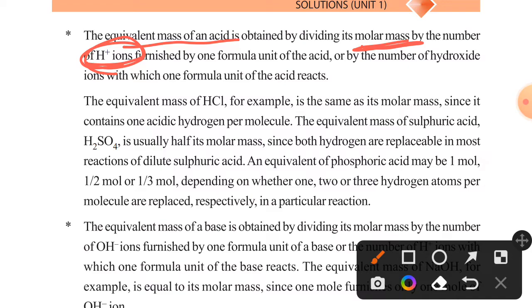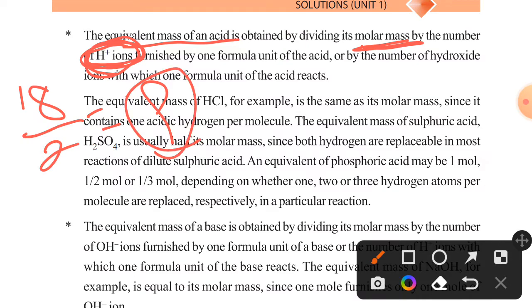Fakkeenyaaf molar mass isaa 18 yoo ta'e, hydrogen ion furnished ta'e immoo meeqadha? 2 yoo ta'e kana jechuun 9 gaafa jedhu, 9 kun maal jechuudha? Equivalent mass of an acid dha jechuudha. Equivalent mass of an acid.